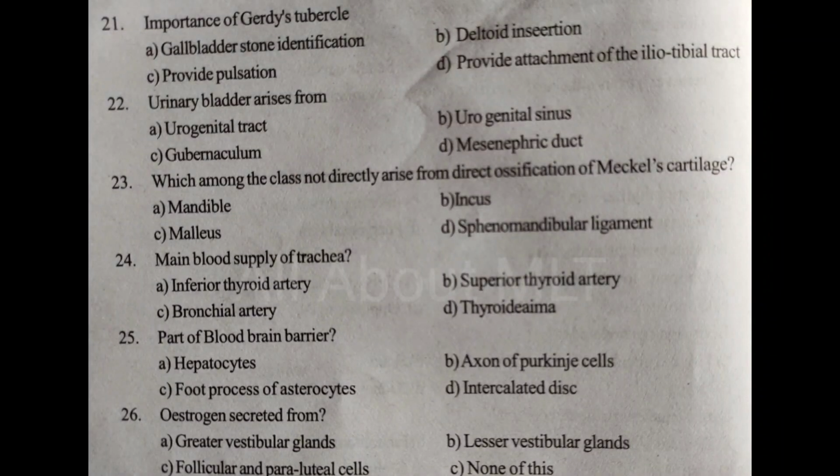Urinary bladder arises from option A, urogenital tract. Option B, urogenital sinus. Option C, gubernaculum. Option D, mesonephric duct. Answer is option B, urogenital sinus.